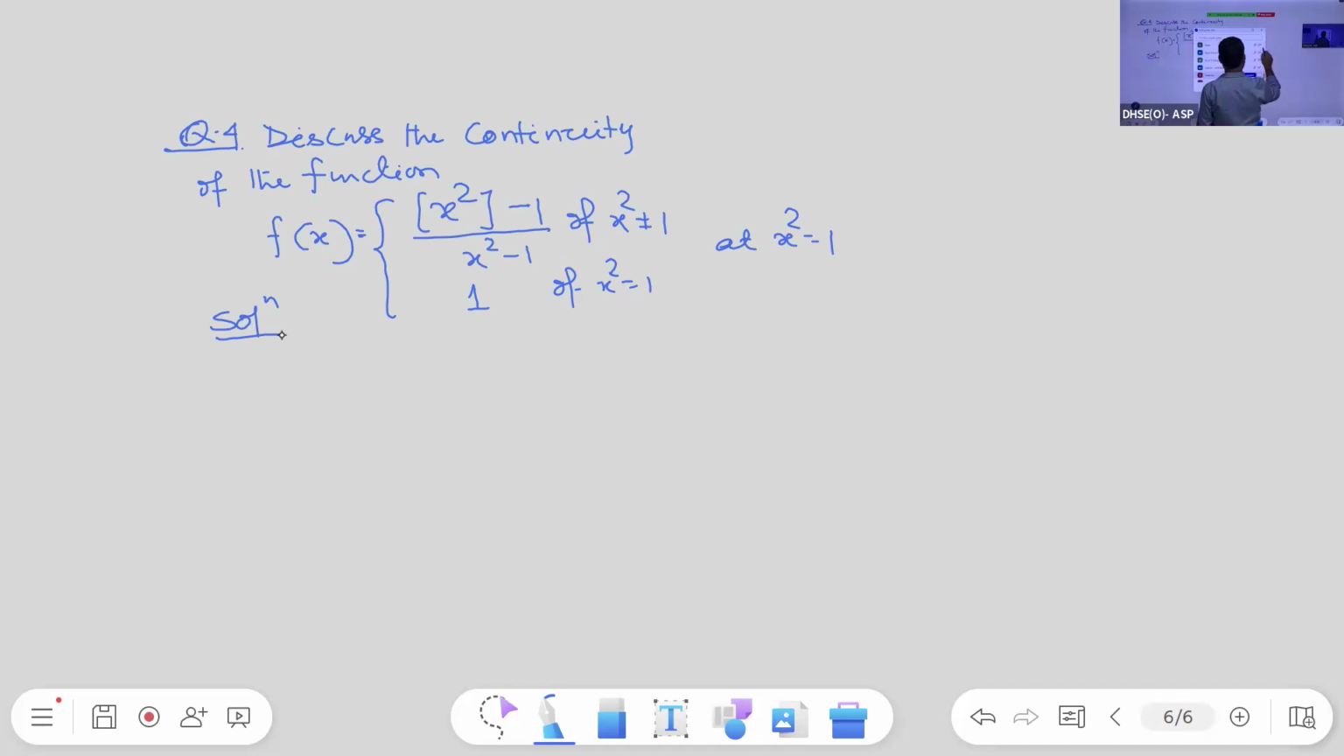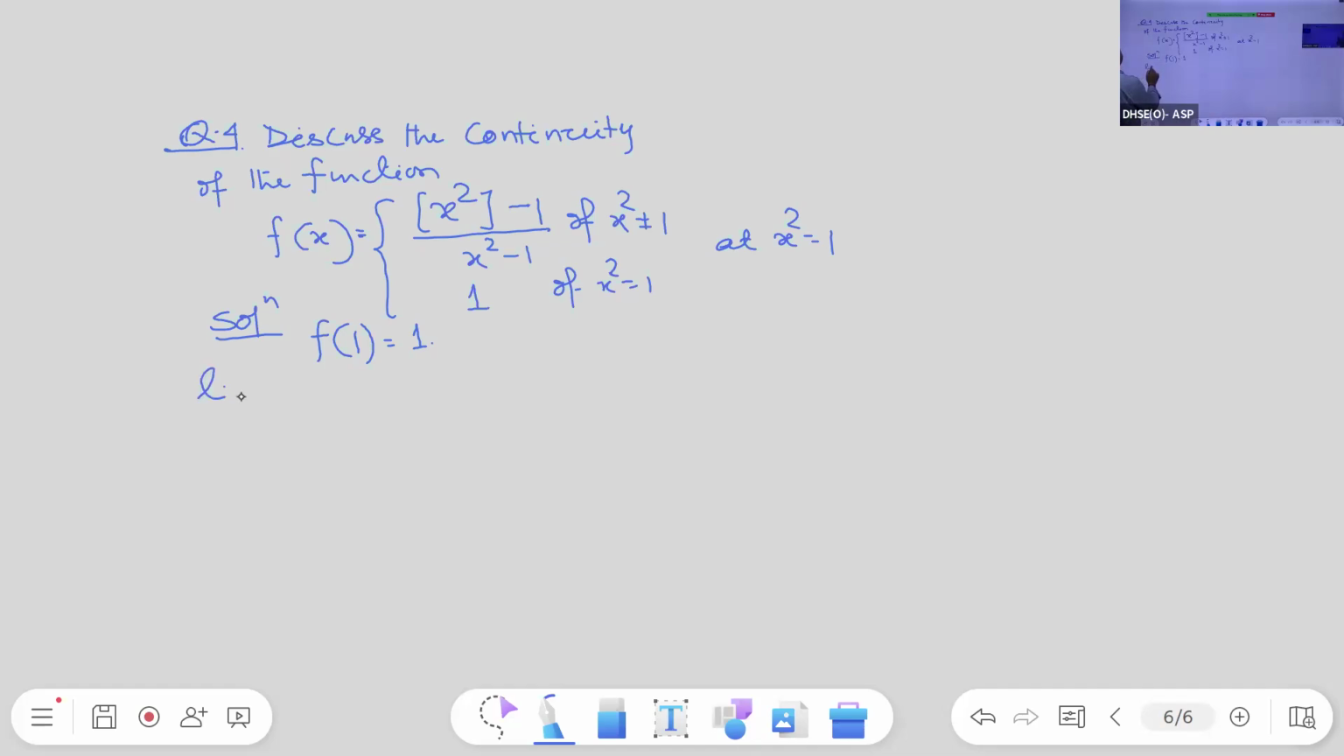Okay. So what is the value of the function f of 1? So x square is equal to 1 means x is equal to plus or minus 1. When x is equal to plus or minus 1, f of x is equal to 1. So f of 1 is equal to 1. All right. Then we have to find out both left hand limit and right hand limit.